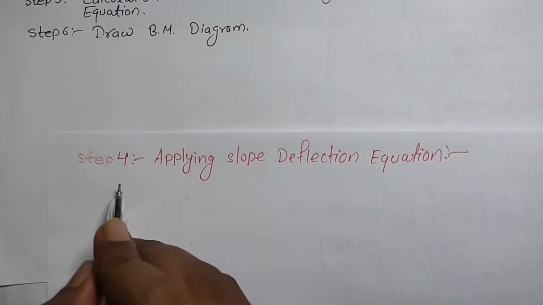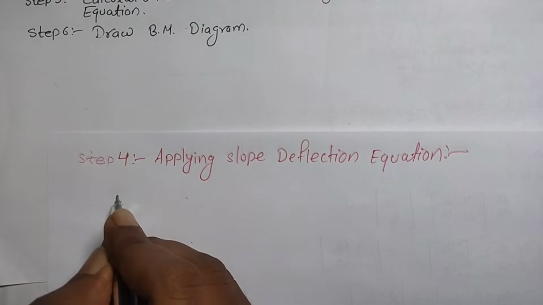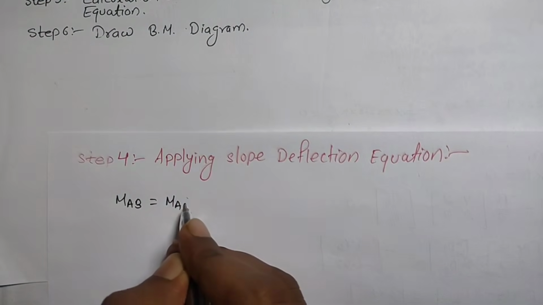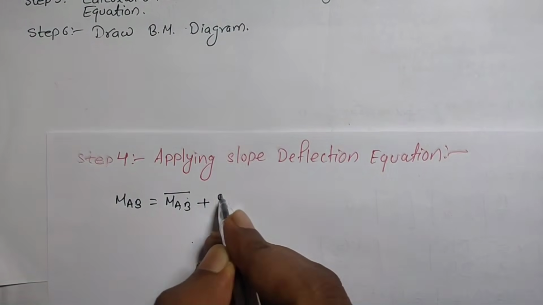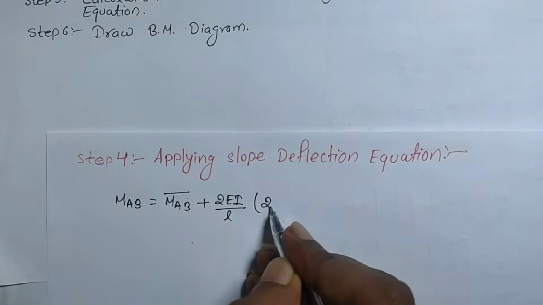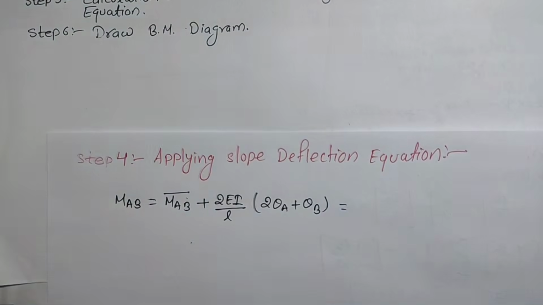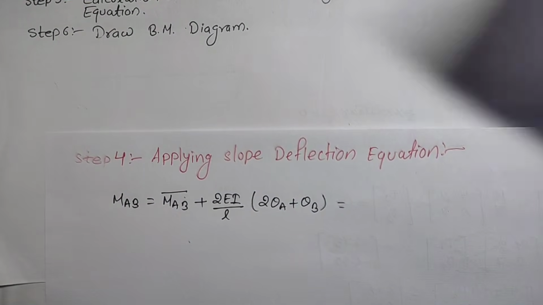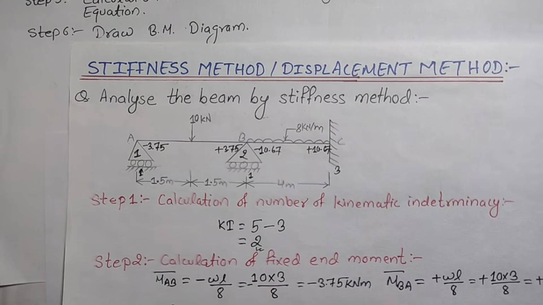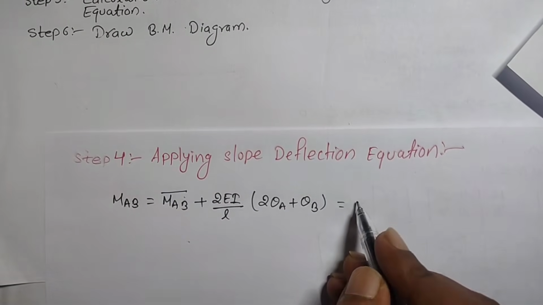So guys, in step 4 we will be applying the slope deflection equation. If I apply the slope deflection equation at point A, it will be written as MAB equals fixed end moment MAB plus 2EI by L times (2 theta A plus theta B). And we all know that the moment at end A will be equal to 0, because it is a hinge support and it is acting at the end of the span.